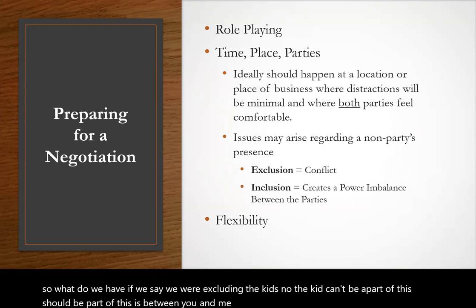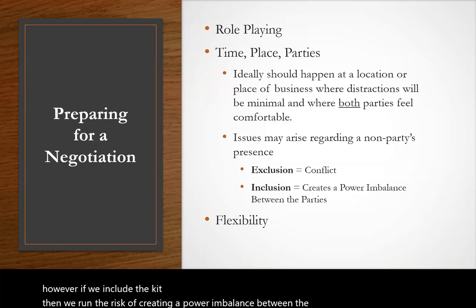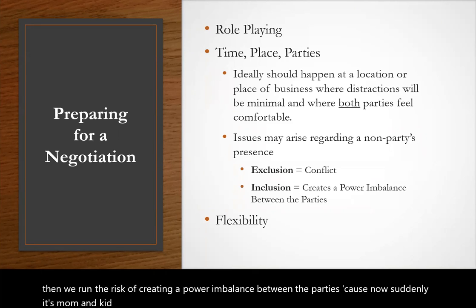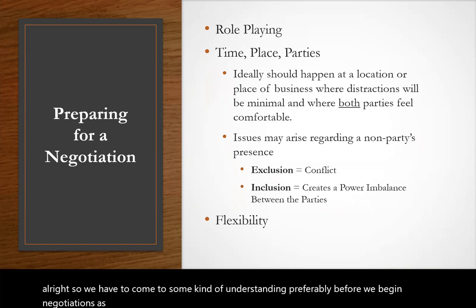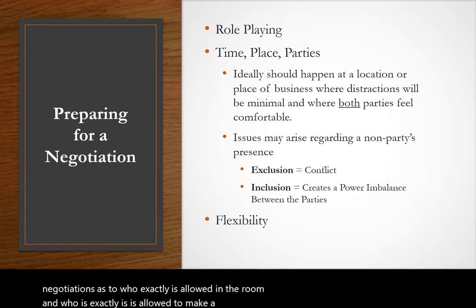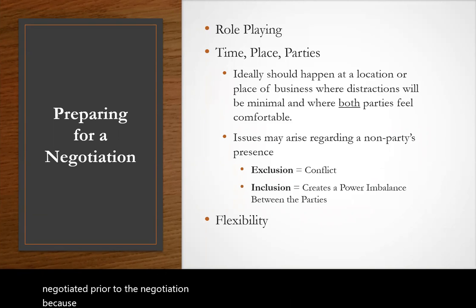Well, we're just creating more conflict, right? We're raising the tension, we're raising the stakes. However, if we include the kid, then we run the risk of creating a power imbalance between the parties. Because now suddenly it's mom and kid versus dad, right? It creates power imbalance. And theoretically, we want to be equal, right? So we have to come to some kind of understanding, preferably before we begin negotiations, as to who exactly is allowed in the room and who is exactly allowed to make a decision. All this stuff needs to be lined out, again, negotiated prior to the negotiation. Because if you just do it spur of the moment, you're creating conflict or you're creating power imbalance, right?